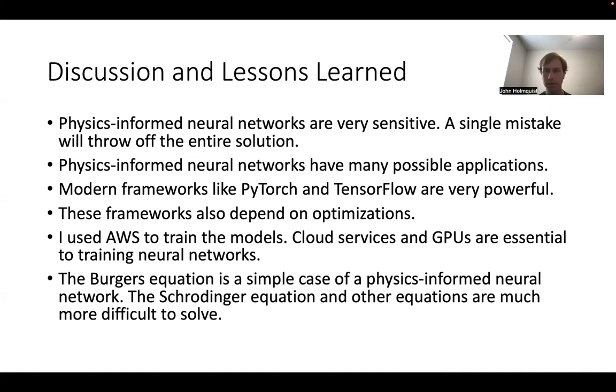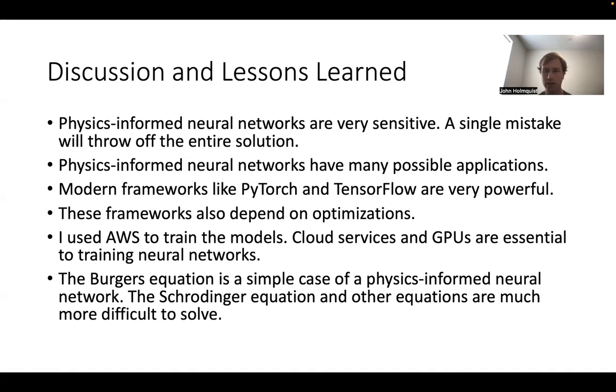These frameworks also depend on optimizations. Something interesting is I actually tried training the model on an AWS Graviton instance, which is their own processor, but it doesn't have the optimizations that PyTorch does for Intel processors. So I wasn't getting very good CPU utilization, even though that instance had more cores available. That was pretty interesting. Like I said, I used AWS to train the models, so cloud services or GPUs are super important to training these neural networks efficiently. Finally, the Burgers equation is a pretty simple case of a physics-informed neural network.